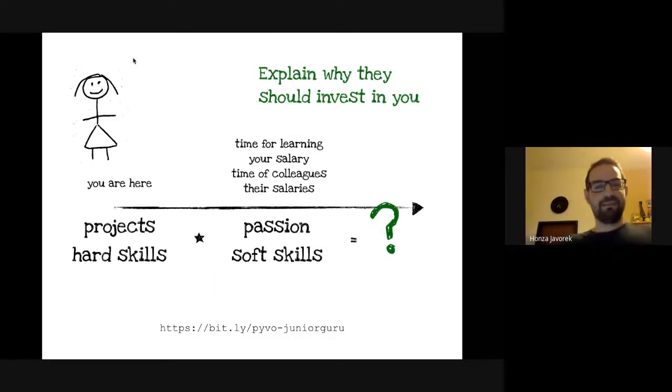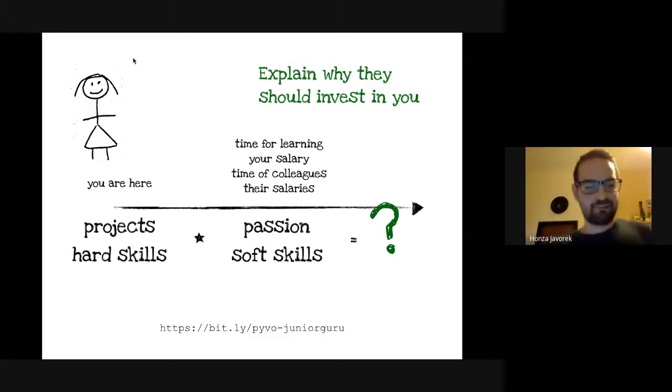Now let me tell you something about a strategy you can take. Basically, you want to explain to companies why they should invest in you. And I think companies have only two things, basically, to assess when hiring a junior.